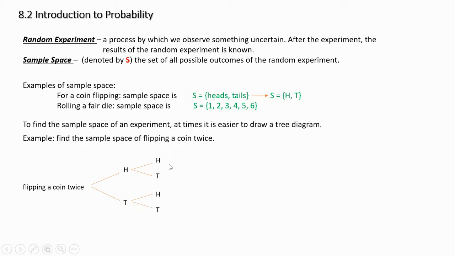So this is my sample space. It's going to be heads heads. It's going to be heads tails. It's going to be tails heads. And finally, tails tails. So this is considered my sample space. And you have to put it with brackets. So it can be HH for heads heads, HT for heads tails, TH for tails heads, and TT for tails tails. So like I said, at times it's easier to draw a tree diagram to find your sample space.